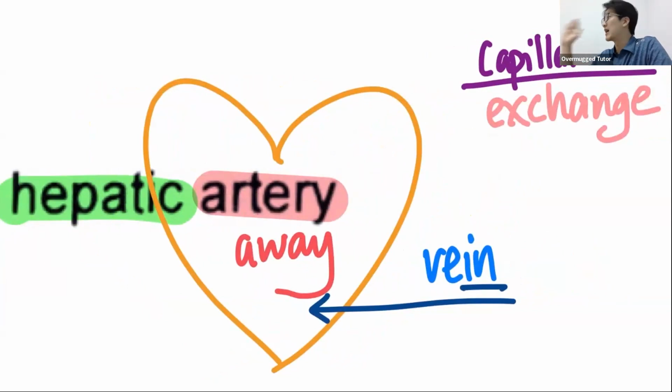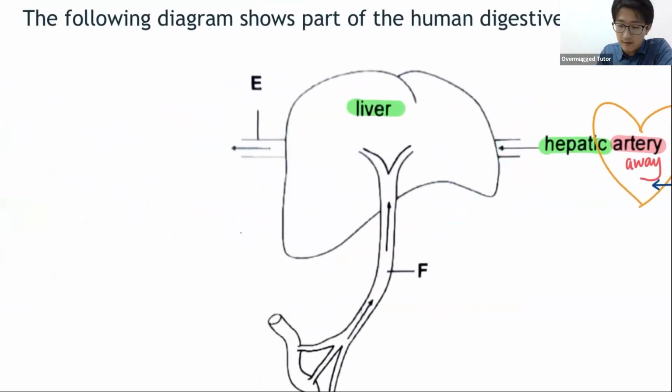Okay, so with that in mind, blood vessels always have this two-name series. Your first name, your last name. First name is always the organ you're connected to, hepatic. Last name is direction of blood flow, artery or vein. That's it. With that in mind, we have to identify E and F. Really, choose one and identify them for me, please.